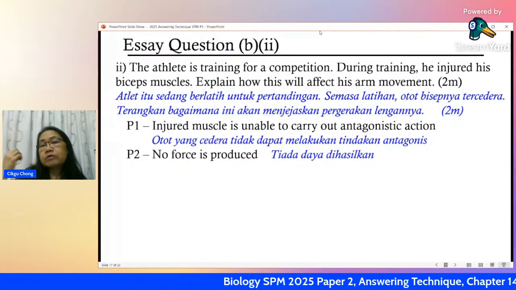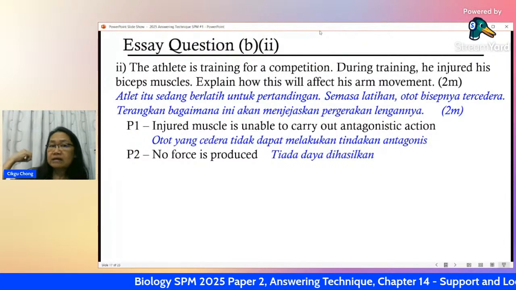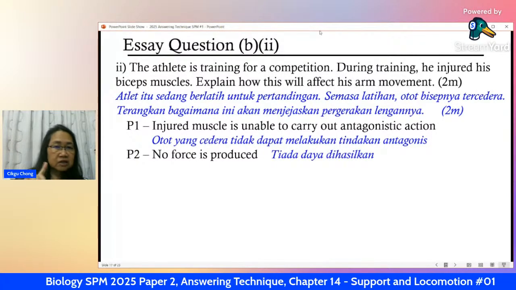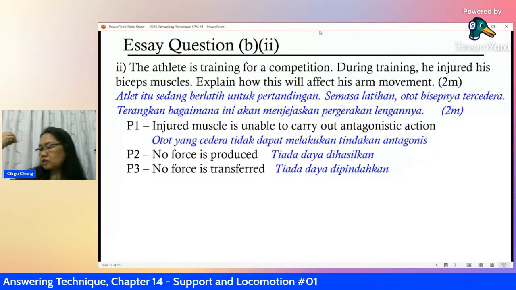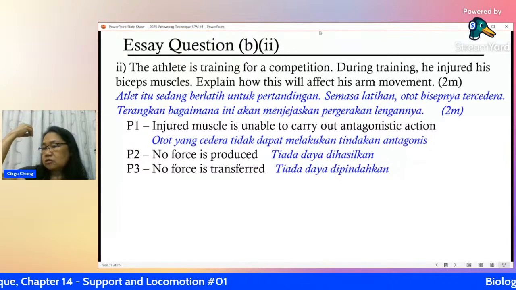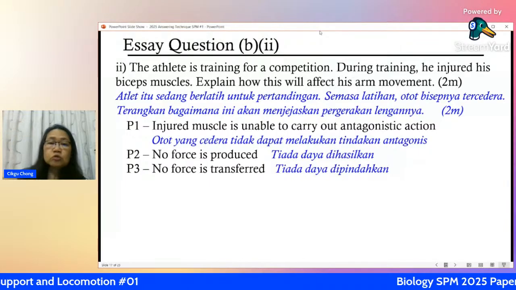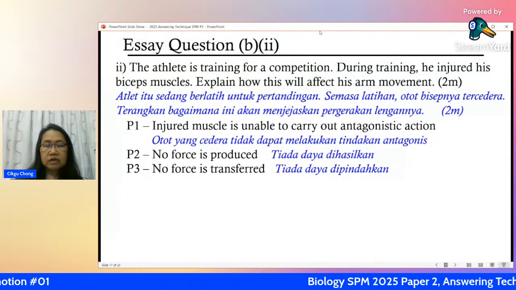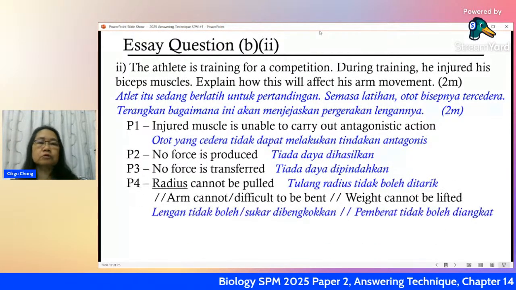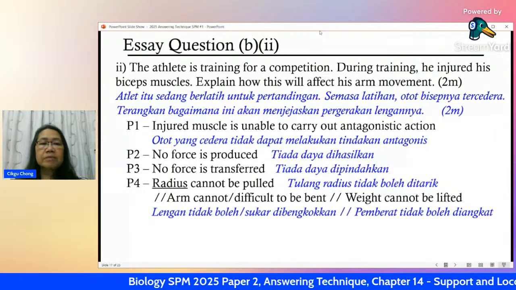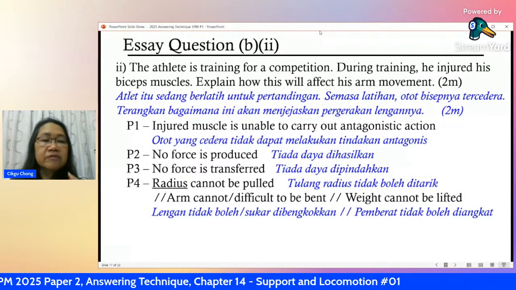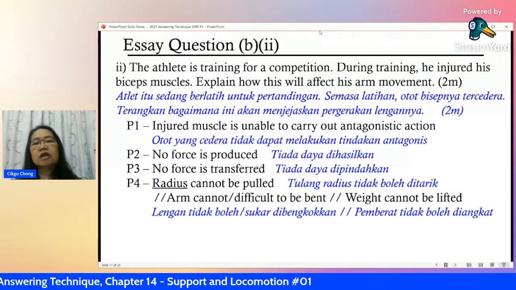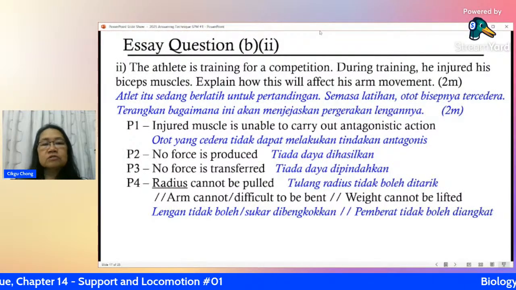Therefore, you cannot produce a force. The force is to pull. No force is produced. Again, not energy. Next one, no force is transferred. You cannot transfer the force that is produced by the bicep to your radius. Okay, so the radius cannot be pulled upwards. Arm cannot be lifted. Arm cannot be bent. Arm difficult to be bent.